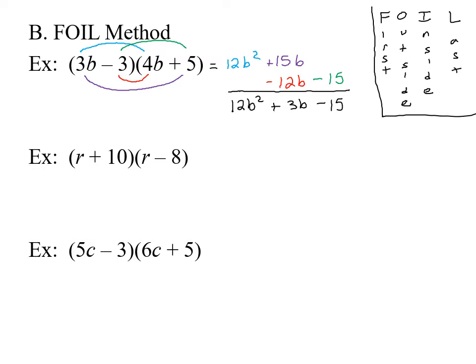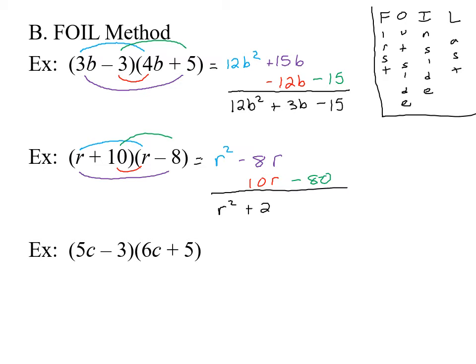If I do the second one, I would do the r times the r. That would give me r squared. You're just adding your powers together. Then I would do the outside. Would be a minus 8r, multiplying the 8 and the r. Do the inside gives me a 10r. And doing the last one gives me minus 80. If I add them together, I'll get r squared plus 2r minus 80.